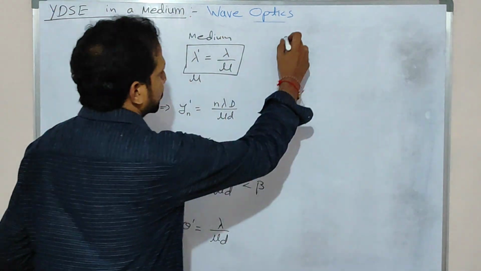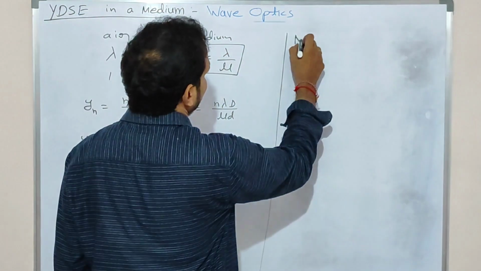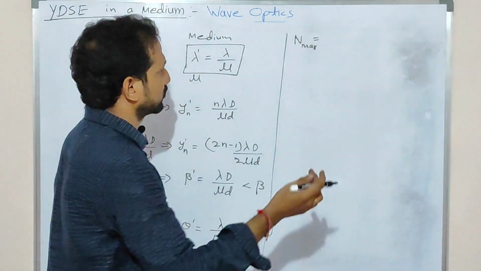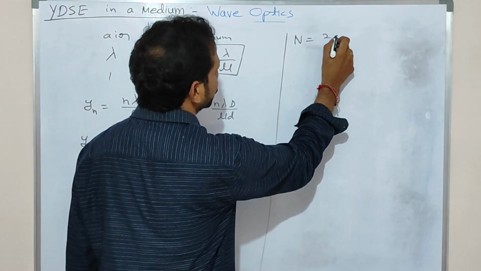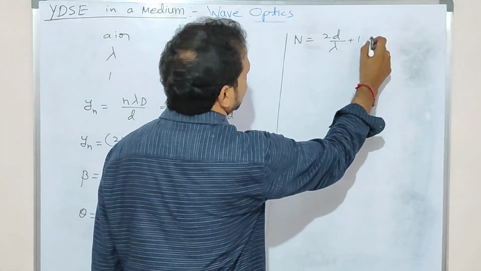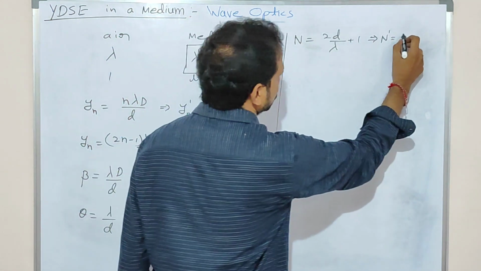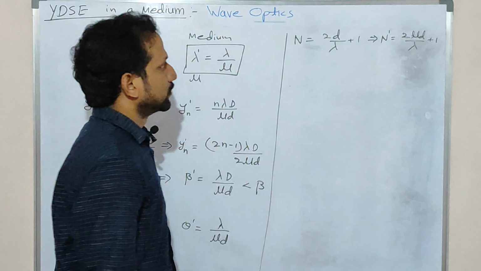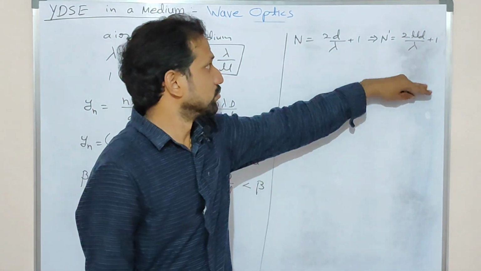Okay, similarly the number of fringes formed we have discussed already. The number of fringes formed, n maximum, equals, or simply both are equal, what we have shown already. So n equals 2d by lambda plus 1 in air. But in a medium, n prime equals 2 mu d by lambda plus 1. Why did this mu come in the numerator? Because you have to take lambda by mu, so the mu goes up.